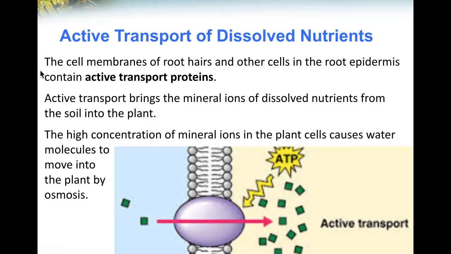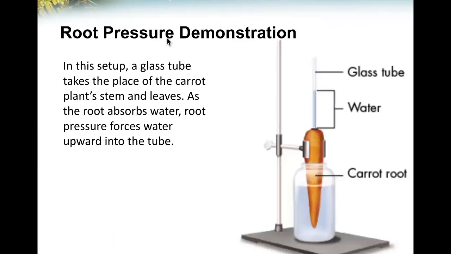In review and in more detail, the cell membranes of root hairs and other cells in the root epidermis contain active transport proteins. The active transport brings the mineral ions of dissolved nutrients from the soil into the plant. The high concentration of mineral ions in the plant causes the water molecules to move into the plant by osmosis. In this setup, a glass tube takes the place of a carrot, plant's stem, and leaves. As the root absorbs water, root pressure forces the water upward into the tube.